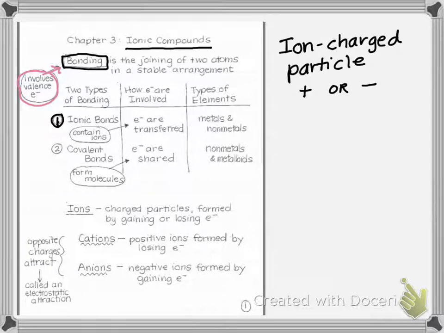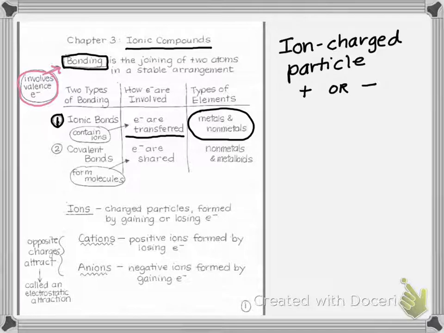Now, how we get positive and negative ions is this sentence right here. The electrons are transferred from one atom to another. So we'll find out in just a minute that when you lose electrons, you become a positive charge, and when you gain electrons, you become a negative charge. Now, who likes to do this? What elements? Metals and nonmetals will form together ionic bonds.